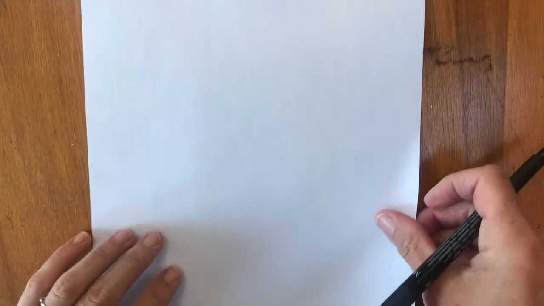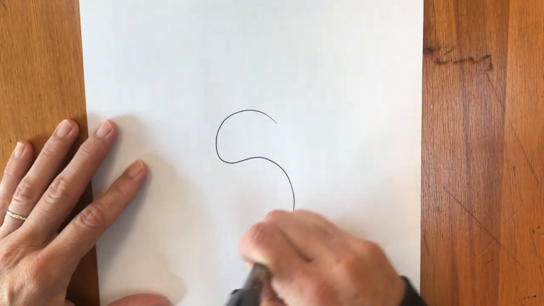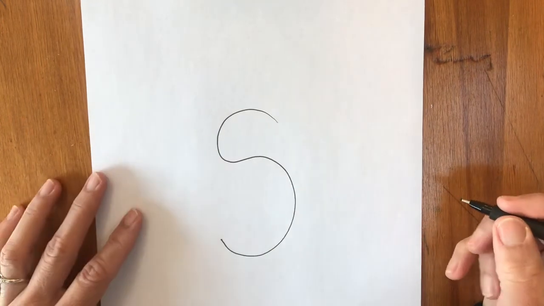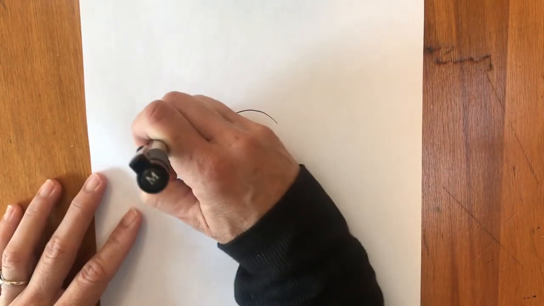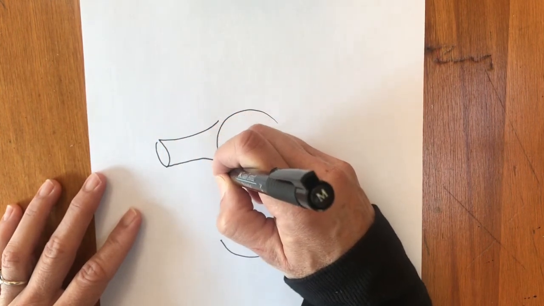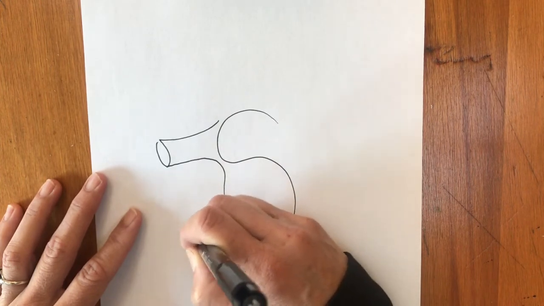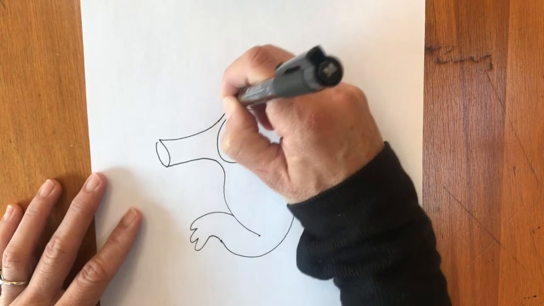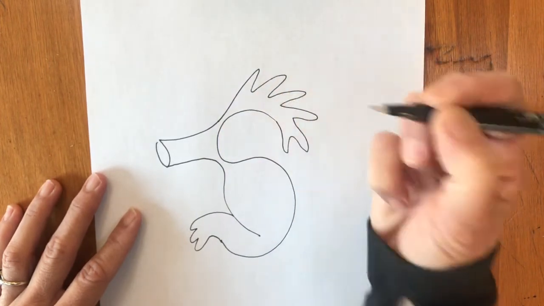Let's take another letter. How about an S this time? That's a curvy line. So many things that we could do with a curvy line. I'm going to just make this one into something silly. Let's see what I'm turning this into. I don't know. I'm making this one up into an animal I've never seen.